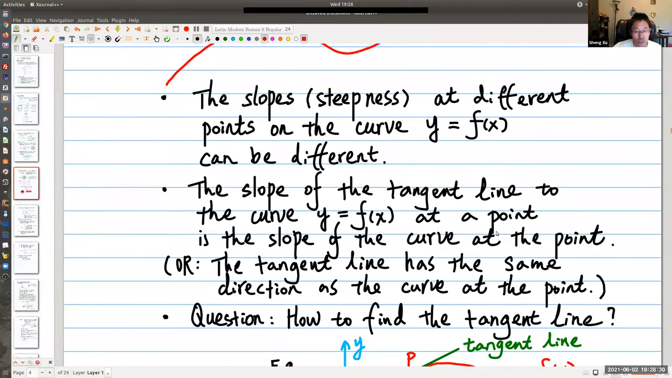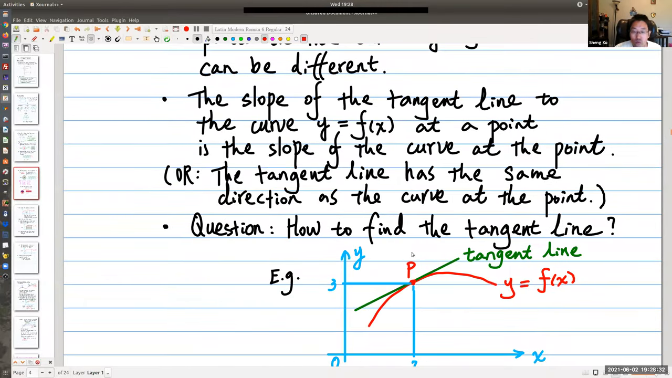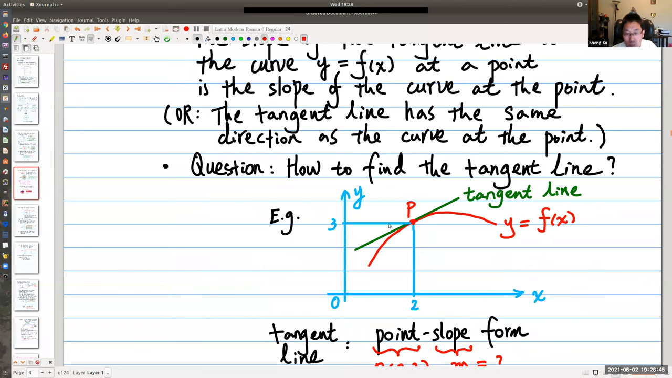Now the question here is, how to find that tangent line? Mathematically, I give you a function y = f(x). You have that curve. I give a point on that curve, that point P right here, say x = 2, y = 3. So at this point, what's the tangent line? What's the equation of this line? Can you write down the equation for me?